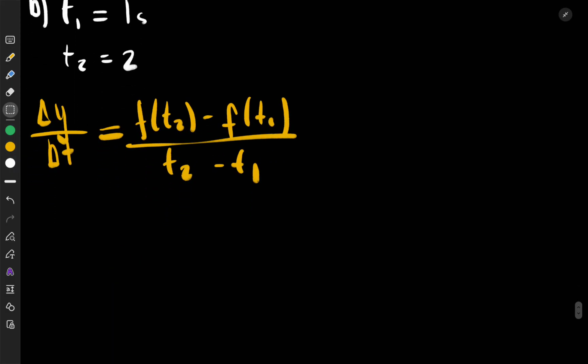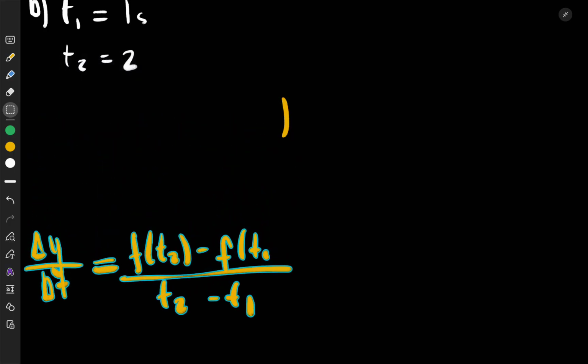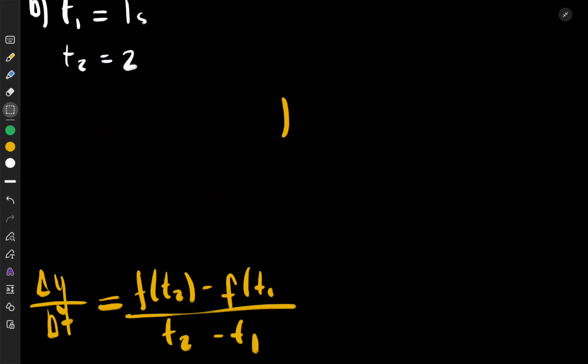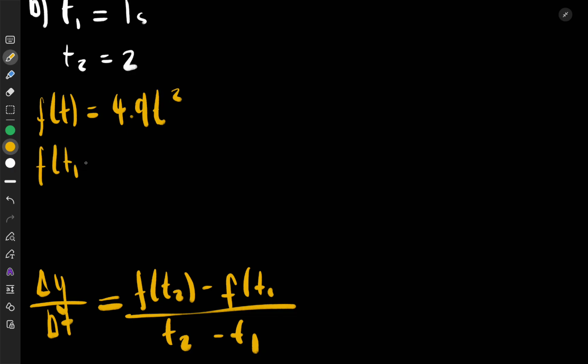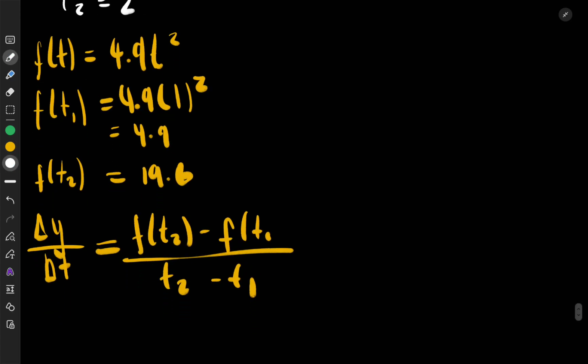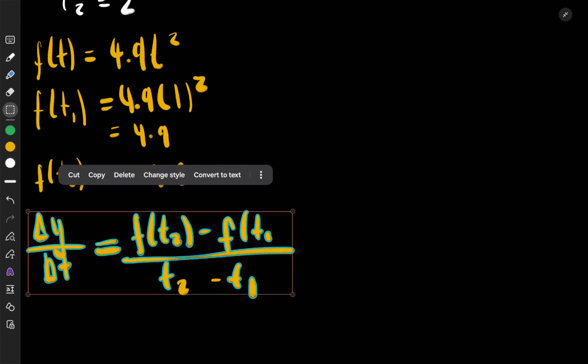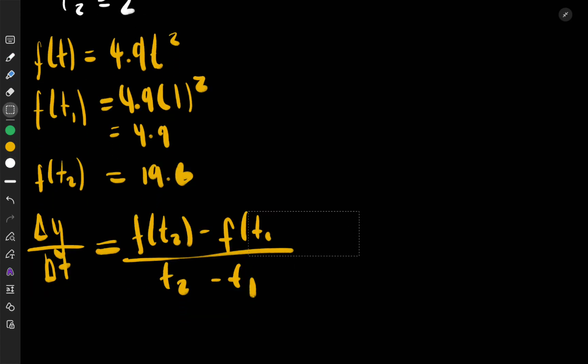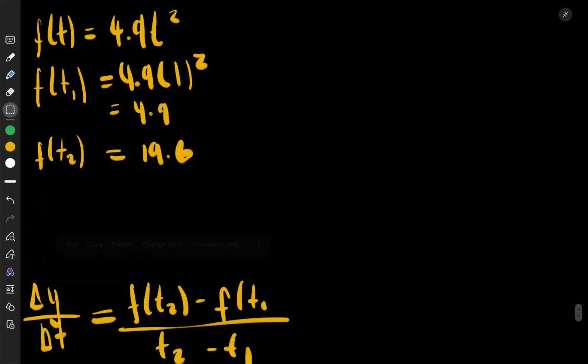Before putting in this formula, I kind of jumped a stage. We say f of t is equal to 4.9 t squared. So f of t1 is just going to be 4.9 by 1 squared, which is 4.9. And f of t2, we saw already in part A, we found it to be 19.6. Now we can skip a line. Remember to skip a line to make your work separated enough.